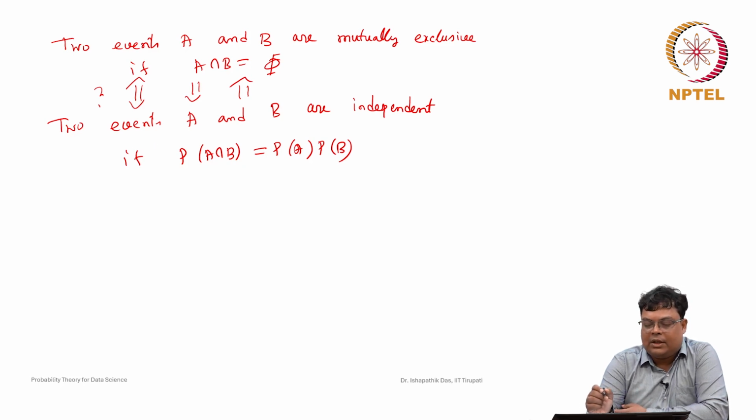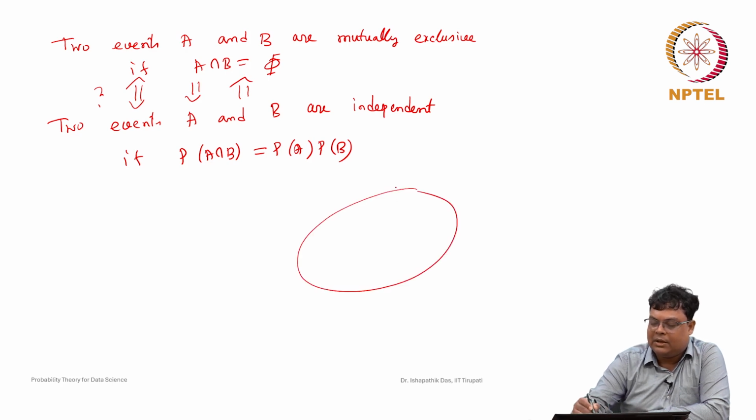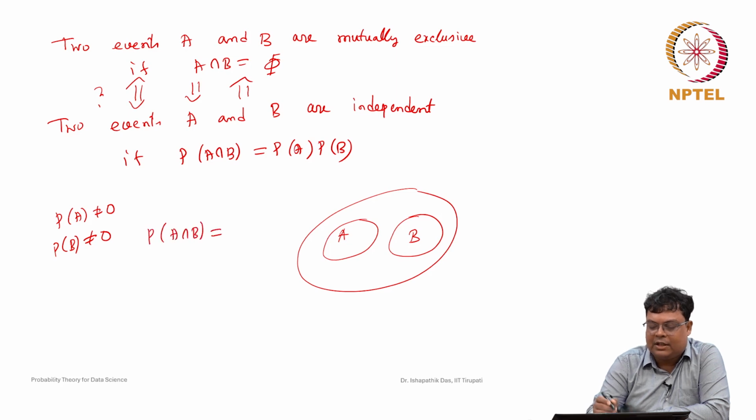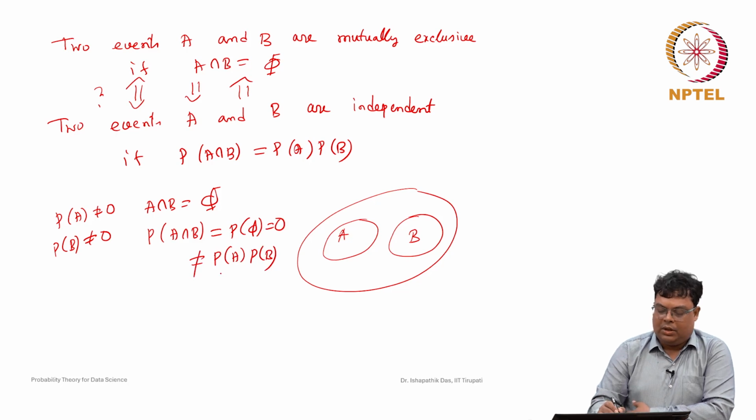Okay. So, let us discuss some examples. Suppose there is a sample space like this, and A and B are mutually exclusive. So, this is A, this is B, and also probability of A is not equal to 0 and probability of B is not equal to 0. Now, as they are mutually exclusive, probability of A intersection B is probability of phi, which is equal to 0. Now, it cannot be equal to P(A) into P(B), because both are non-zero. So, it is possible only when one of them is 0.